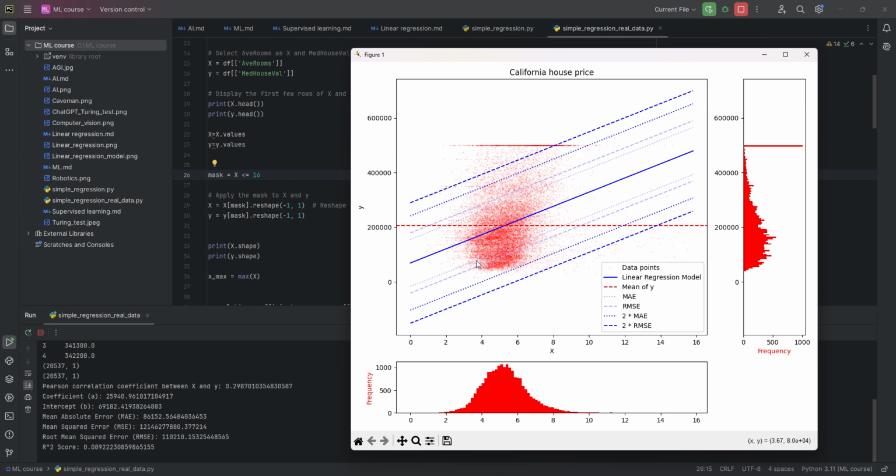In reality, when we are dealing with real data sets, usually we have things like this, where the linear relationship is not obvious at all, and we need much more complex models to be able to model this kind of data.